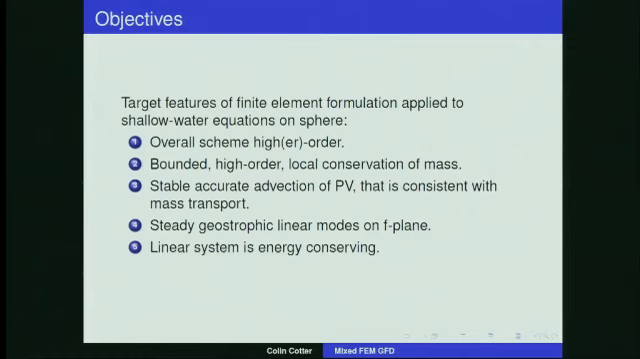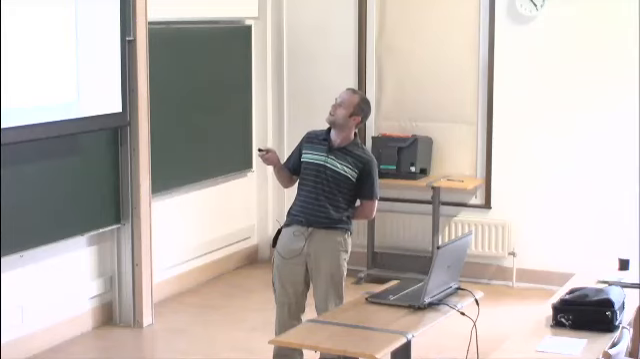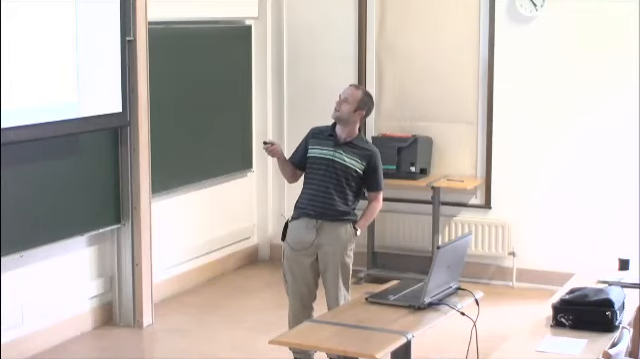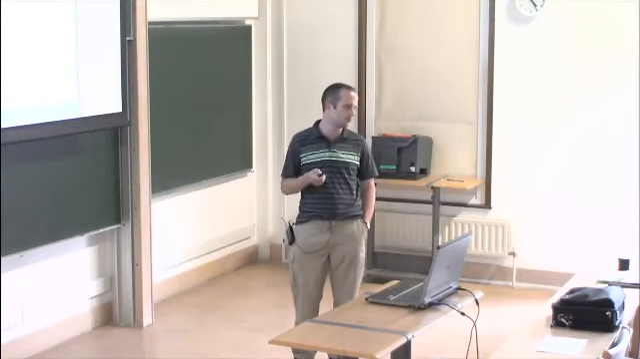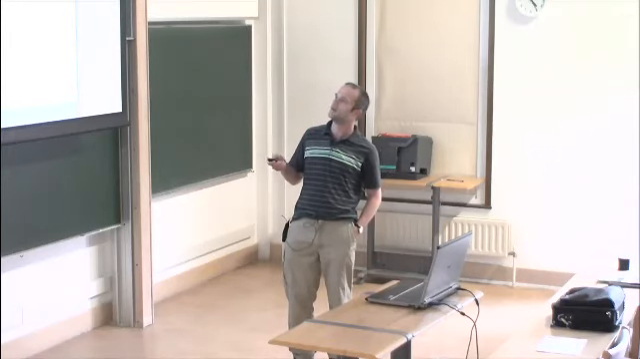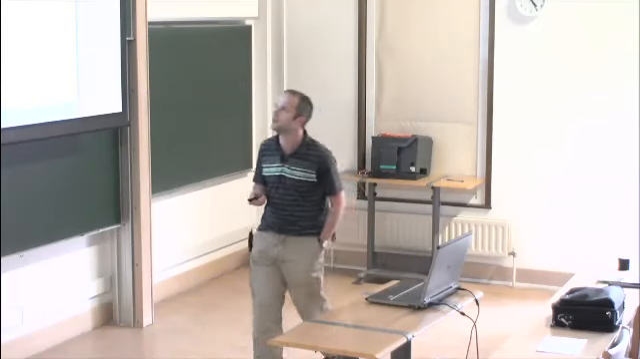So have a higher order scheme. I mean, it won't just be second order everywhere. Some kind of bounded local conservation of mass, and this conservation of PV, but with a stable advection that's consistent with the mass transport, which means that if PV starts by being constant, then it will stay constant. And then keep this property that you've got steady geostrophic linear modes in the F-plane and that the linear system is energy conserving.